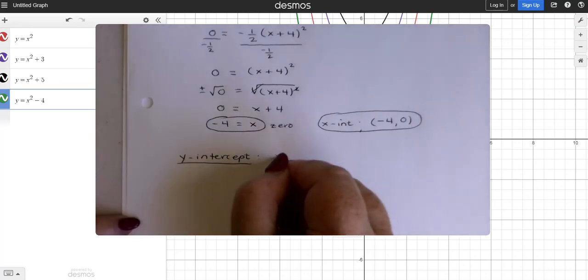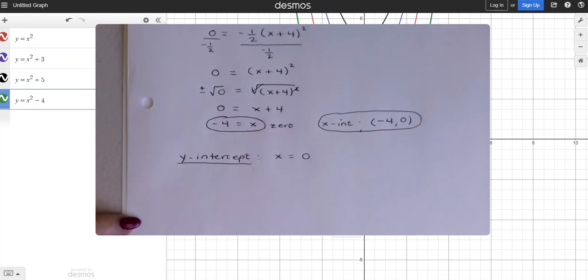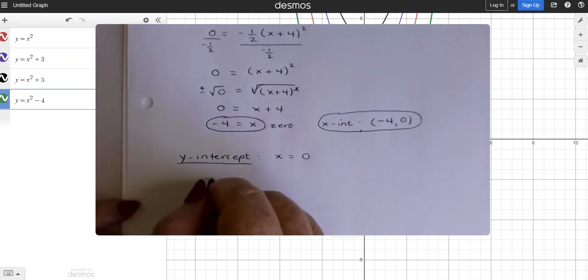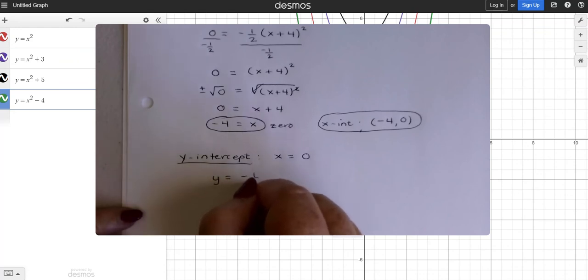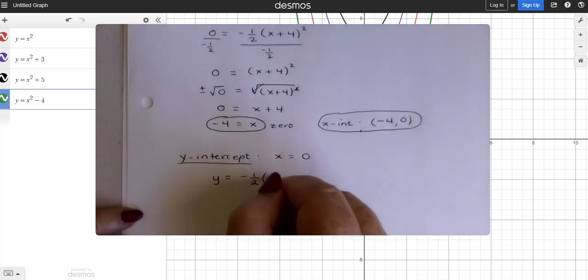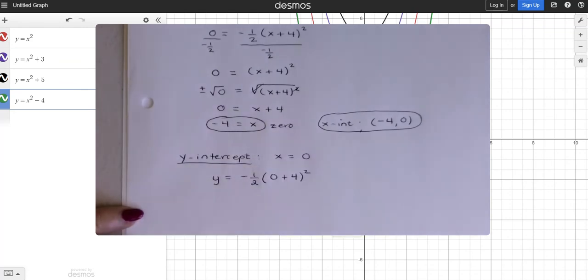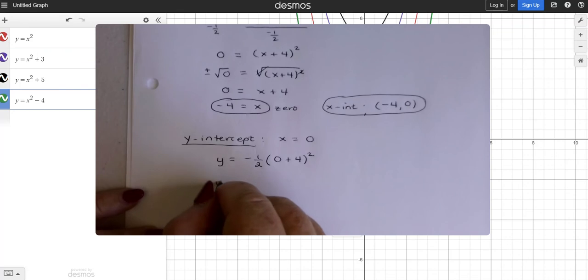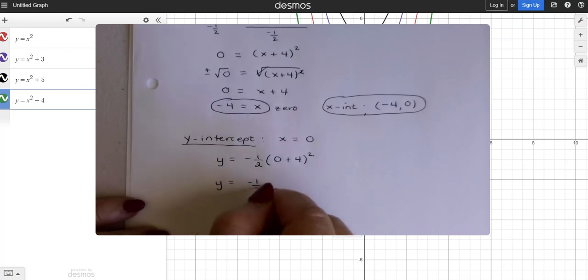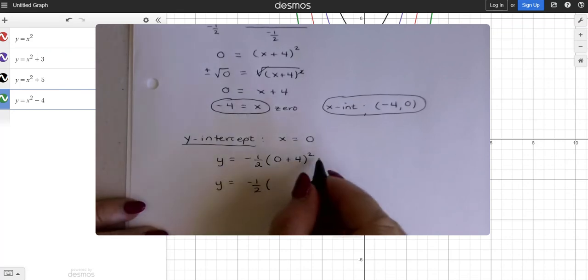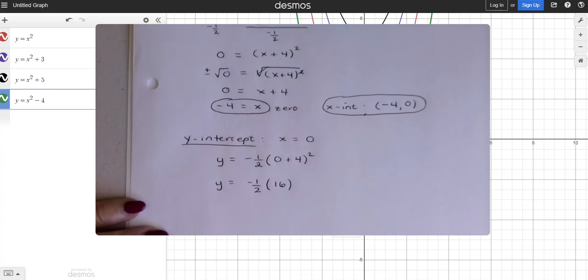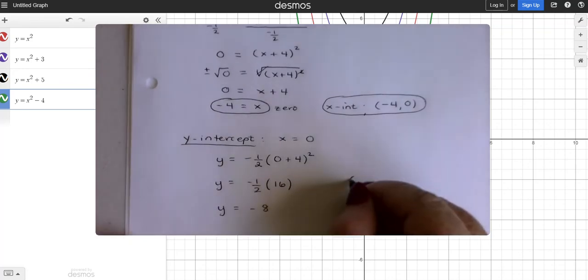For the y-intercept, we put x equal to 0. So I'd have f(x), or y, equals negative 1/2 times (0 plus 4) squared. So that would be negative 1/2 times 4 squared, which is 16. So I get y equals negative 8. So my y-intercept is (0, -8).